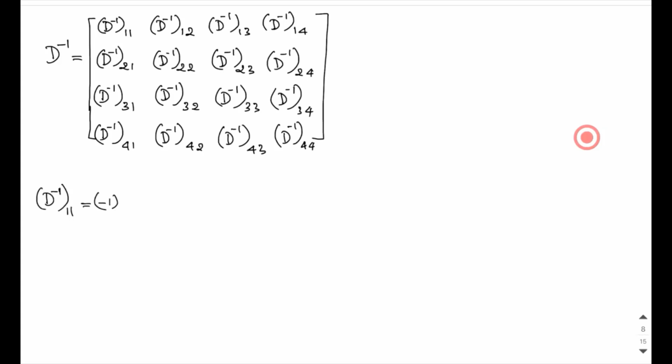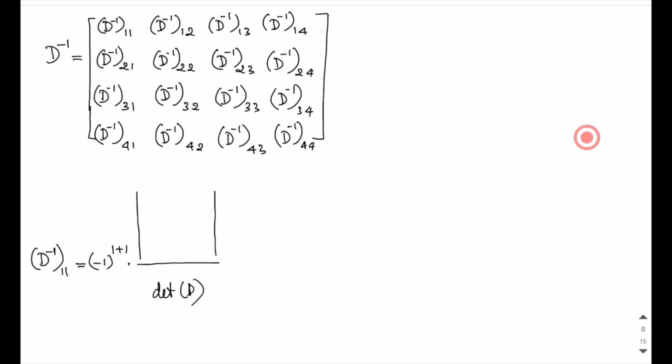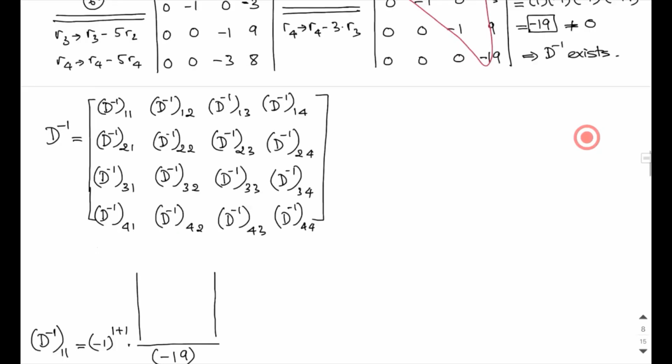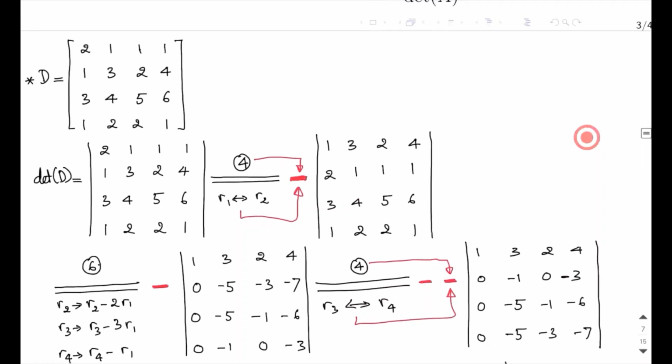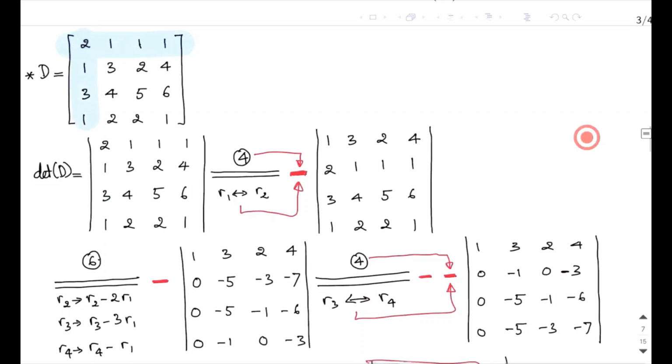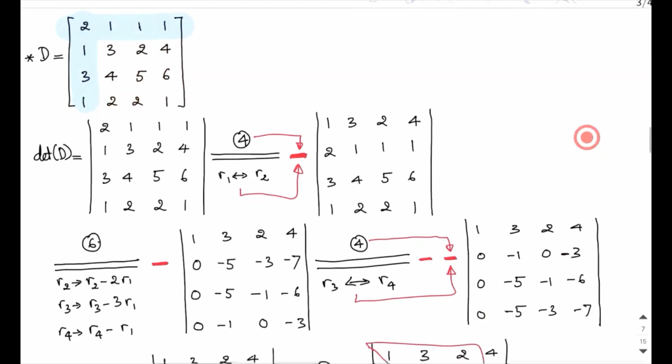So that is going to be negative 1 to the i plus j times some determinant divided by the determinant of D. But the determinant of D is negative 19, so I can go ahead and replace it by negative 19 here. What is the determinant on the top here? It is denoted as D11. This means you are going to delete row 1, column 1 of D. So if you look at D and delete row 1 and column 1, what we actually will have is 3, 2, 4, 4, 5, 6, and 2, 2, 1. So we write it here.